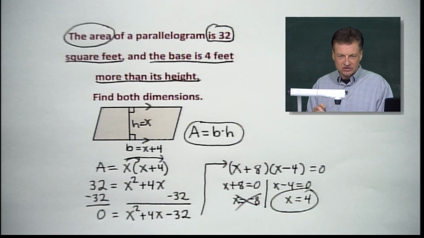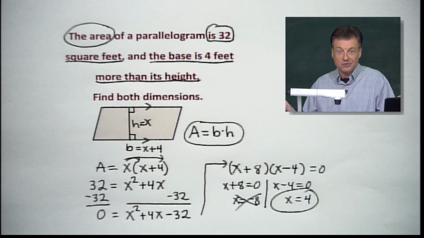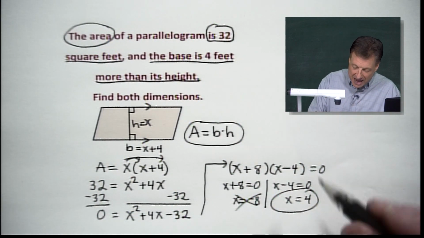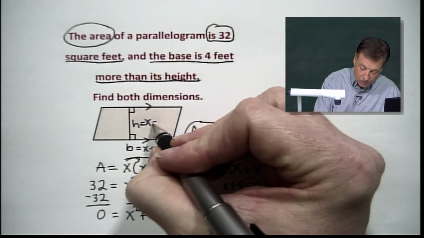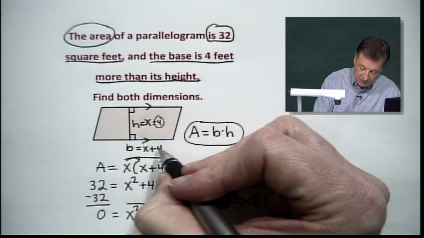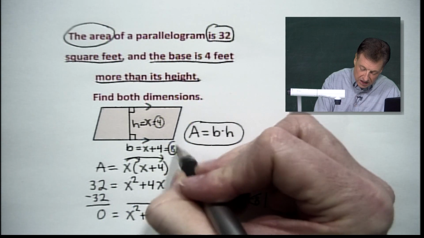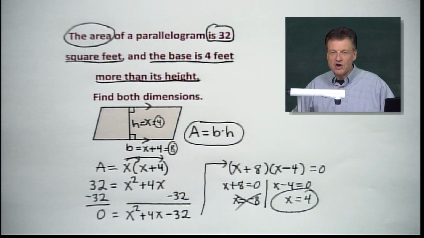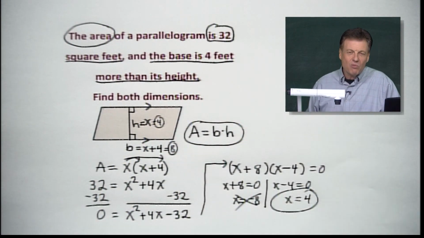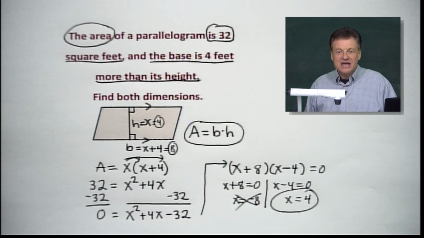Is it the right answer? You say, well, Ernie, it has to be. You told us we're going to do this, right? So let's see what happens. Does it make sense? First of all, if x is 4, I'm going to put it right there. And then we've got 4 plus 4, which should equal 8. There are your 2 dimensions. 4 times 8, yes, sir, gives you 32. Is 8 4 more than 4? Yes, it is. You got it.